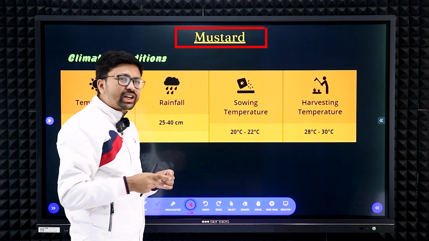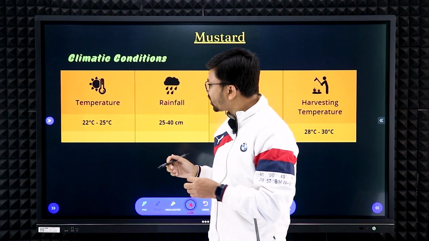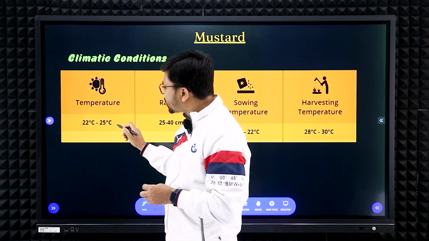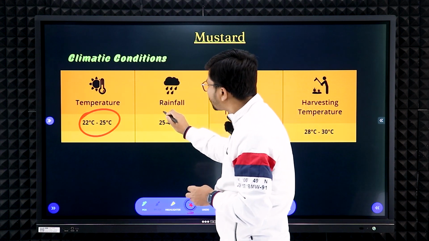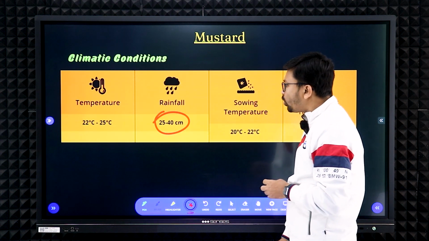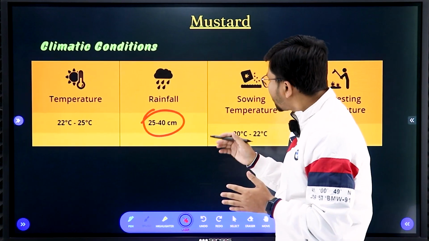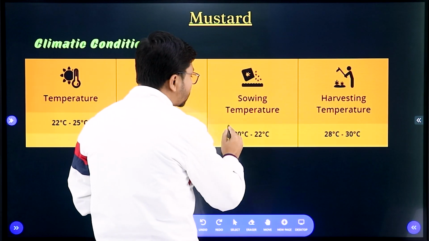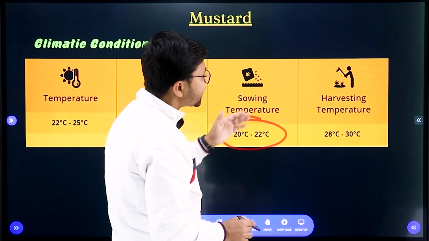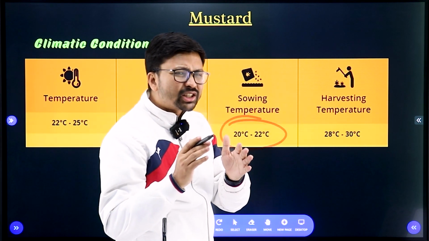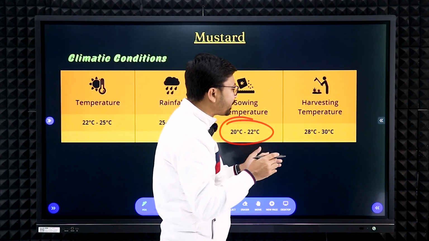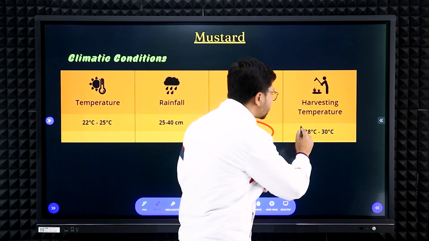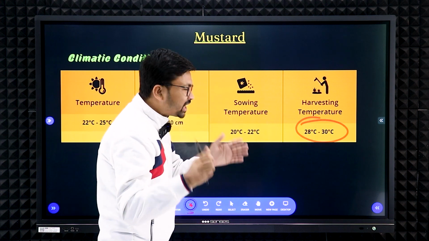Next, one more oilseed, that is mustard. For mustard also, the temperature required is 20 to 25 degrees Celsius. Rainfall required is very little, 25 to 40 centimeters, but at sowing time the temperature should be 20 to 22 degrees Celsius, and during harvesting time, when the mustard starts to ripen, the temperature required is a little more, 28 to 30 degrees Celsius, right?